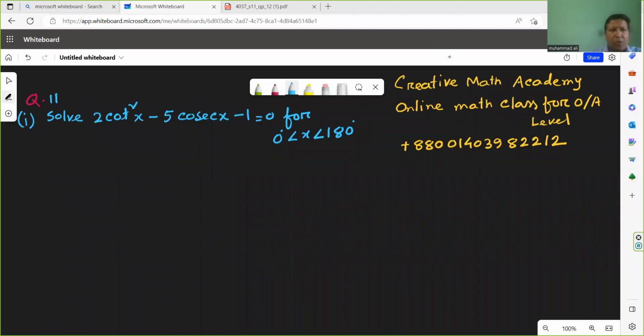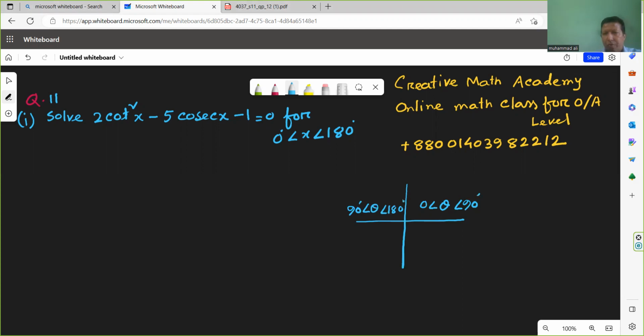So first maths, solve 2 cot square x minus 5 cosec x minus 1 equals 0 for x greater than 0 degree and less than 180 degree. Before starting this maths, we need to understand some basic things about quadrants. This is the first quadrant, 0 degree to 90 degree. That one is the second quadrant, so 90 degree to 180 degree.